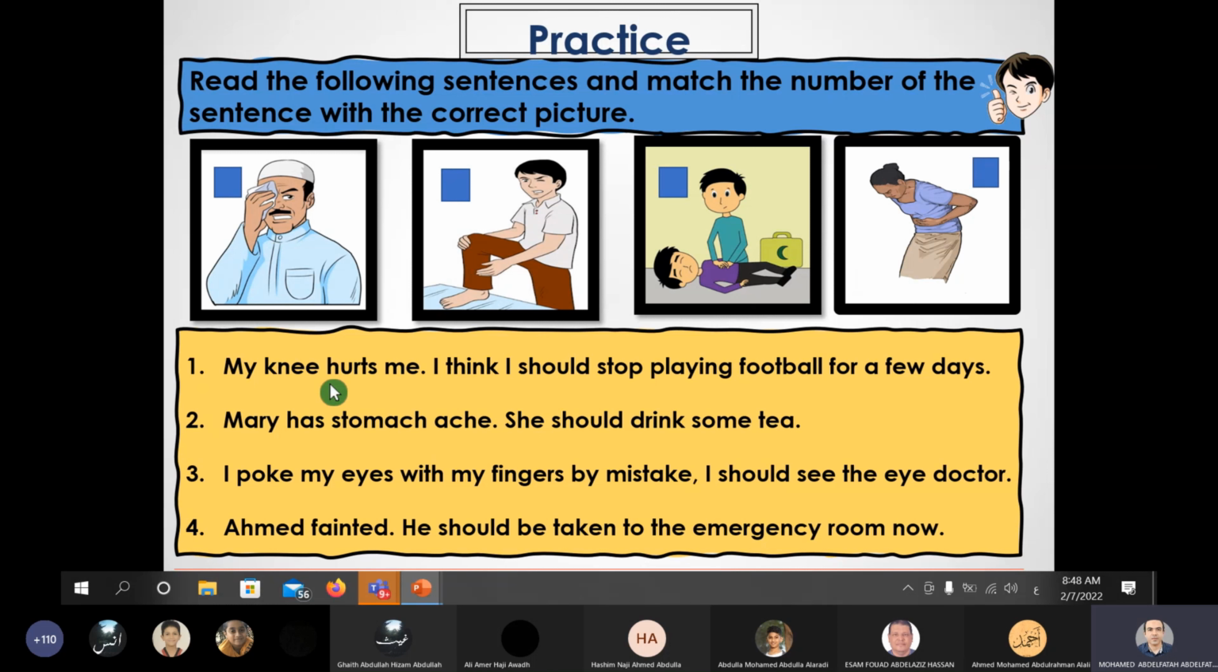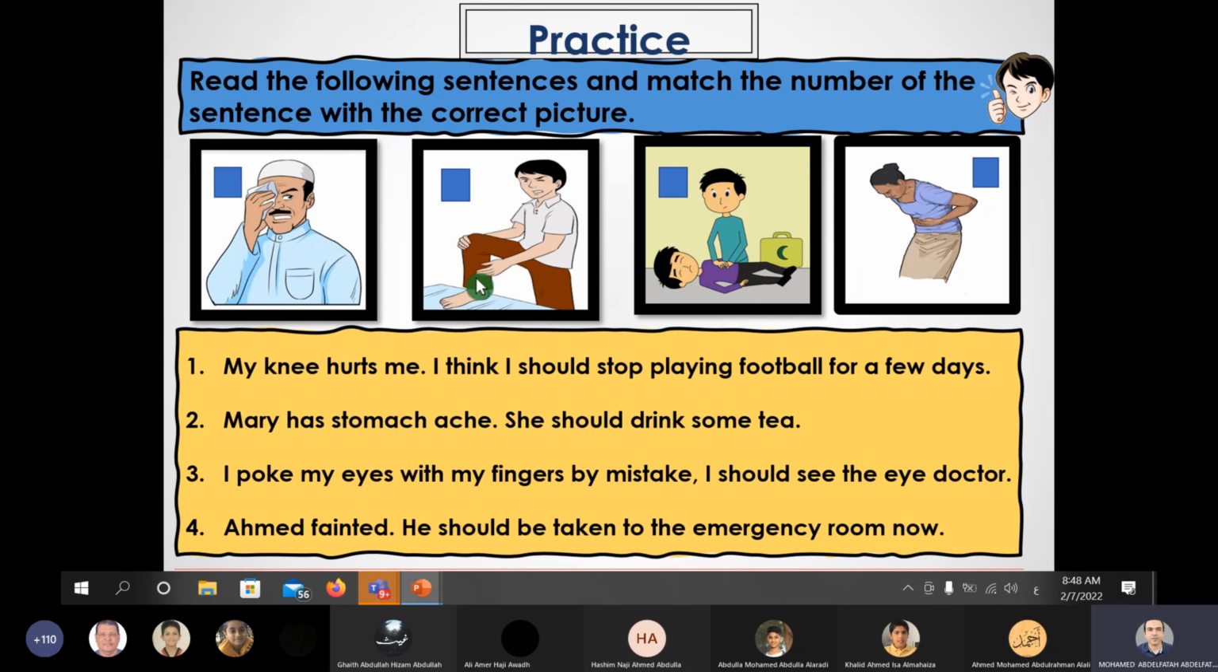Okay, Khalid, go on with number 1. My knee hurts me. I think I should stop playing football for a few days. Awesome, good. Students? Picture number 1, 2, 3, or 4? Picture number 2. So picture number 2 goes with number 1. Bravo.